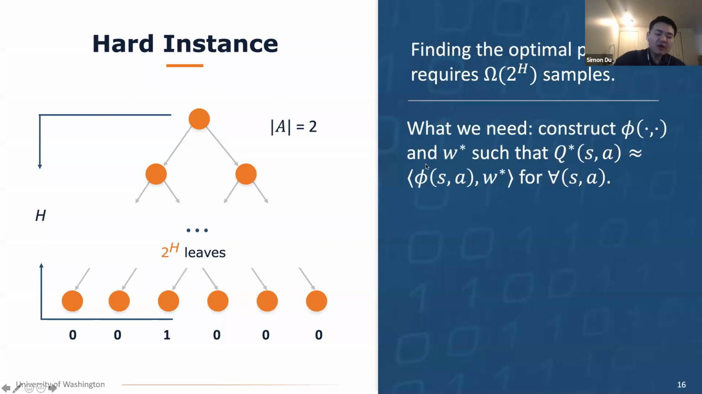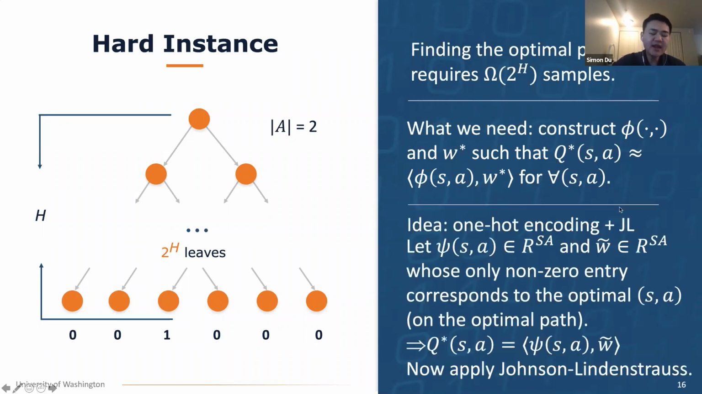So remember, our goal for this lower bound is to construct a feature vector phi and some linear coefficient theta double star such that it can represent the optimal Q function approximately for every state-action pair. So the main idea of the proof is the following for this construction.